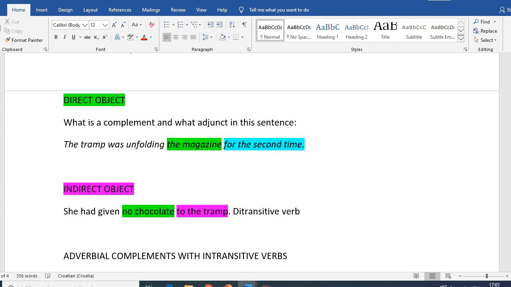So the first object is direct object, and the second one is indirect object. Okay, so to the tramp is indirect object, and we can make this sentence just, she had given the tramp no chocolate. We can have inversion here, so you cannot always be sure and claim that the first object is always a direct object. It's not necessarily. And we have a new term here, it's adjunct.